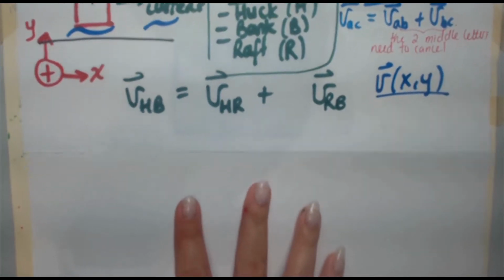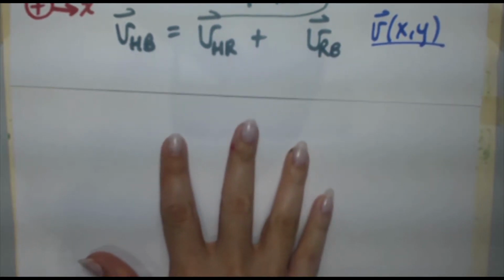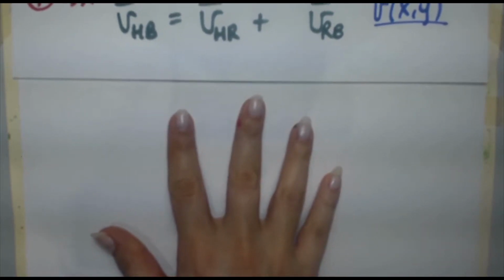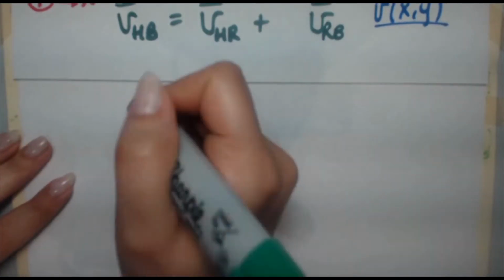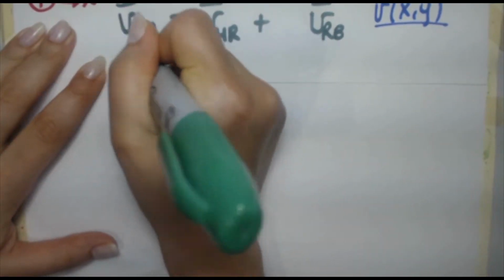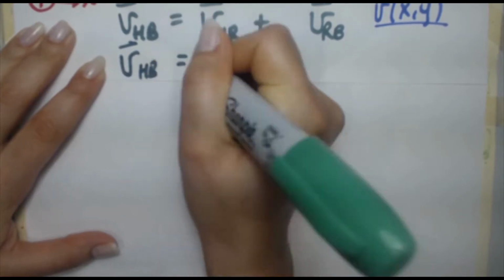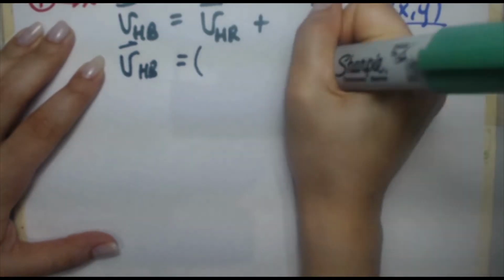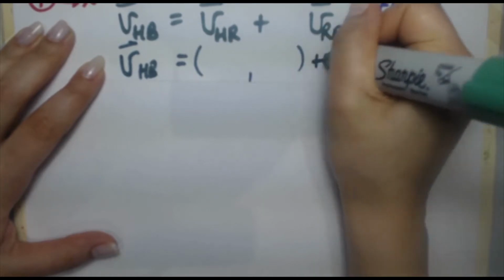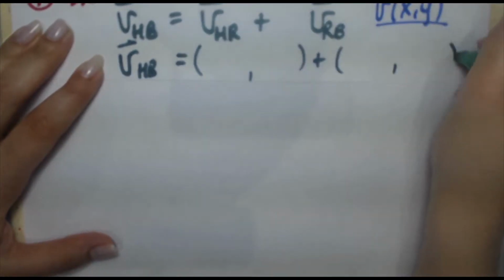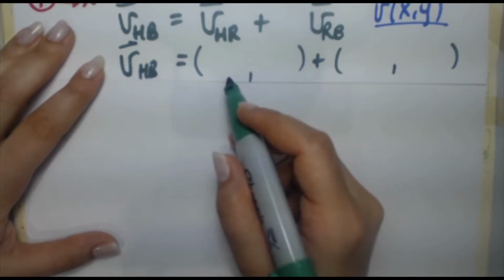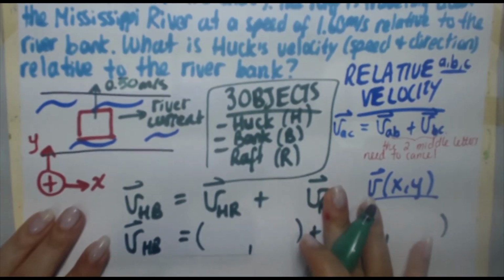So we've got our statement: VHB equals VHR plus VRB. Now we're going to start plugging in our values. VHB equals, these have components, so I'm going to draw brackets, put a comma in between, plus, again, brackets, comma in between.